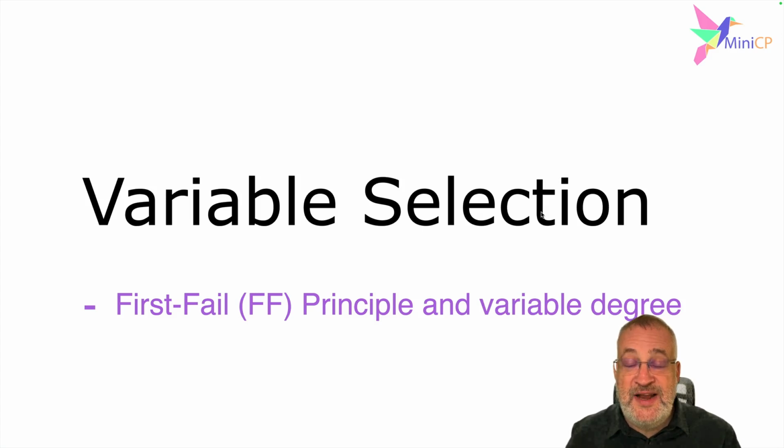Welcome back, guys. Last time we were talking about the simplest form of variable selection heuristic, which was min-dom. It espoused the first-fail principle, but now we're going to look at a number of augmentations of that simple heuristic, and we'll start with things that make use of degrees.